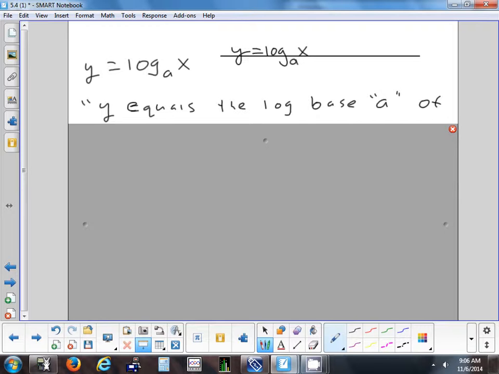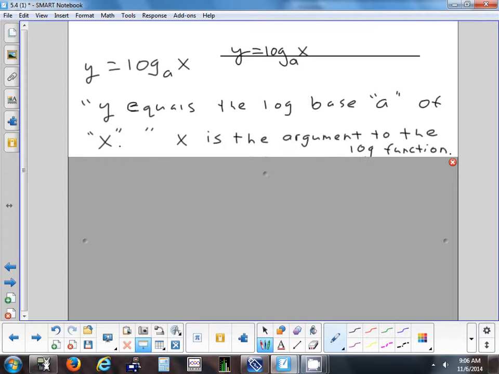And the way you pronounce that is y equals, or y is, the log base a of x. A and x are usually numbers. Like you could have log base 2 of 5. And we could type something like that into the calculator. So y equals log base a of x.